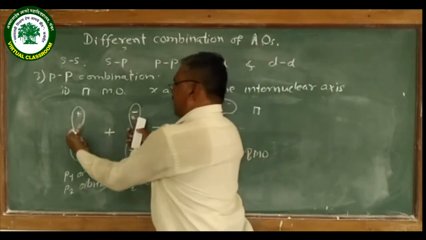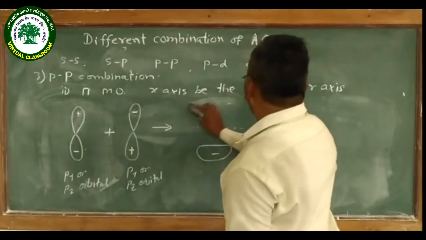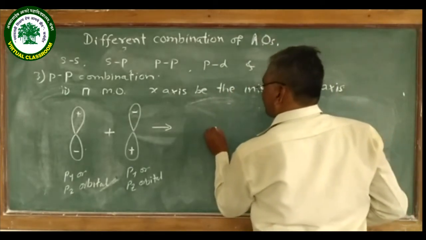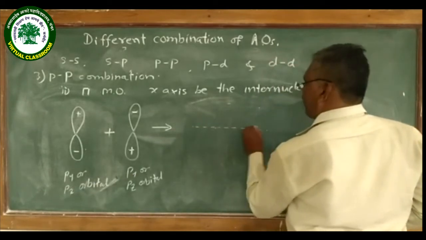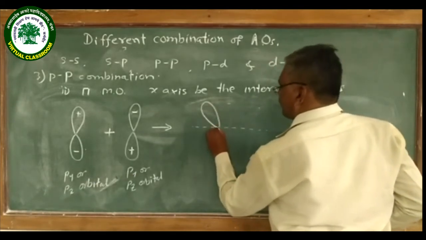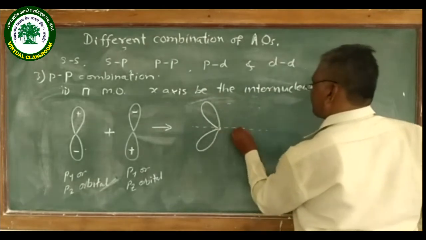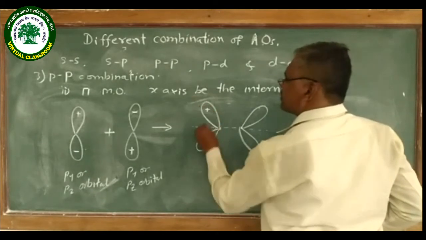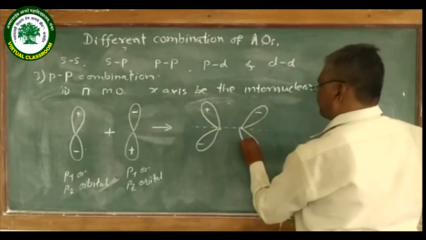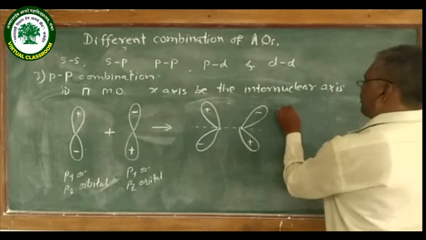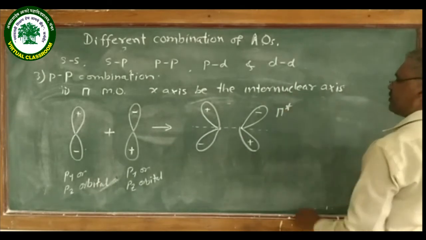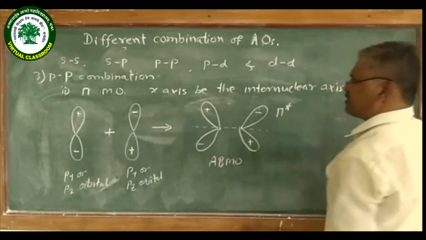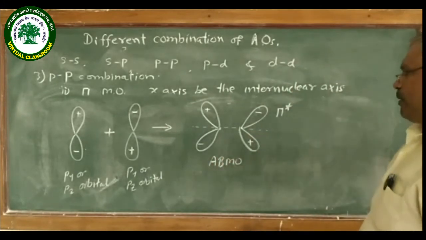Here the overlapping region has opposite sign, then antibonding molecular orbital will form, and that molecular orbital can be shown in this manner. This one positive, negative, negative, positive. So this is antibonding molecular orbital. An asterisk mark is given on the pi. So pi star antibonding molecular orbital formation takes place due to the combination of p orbitals.